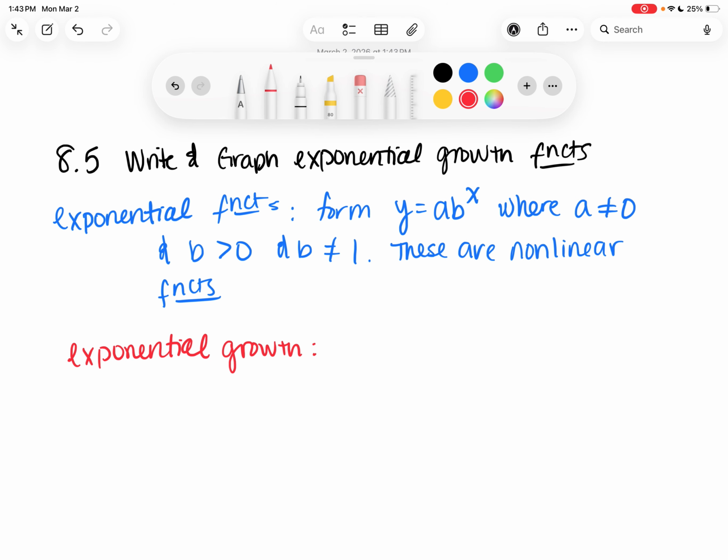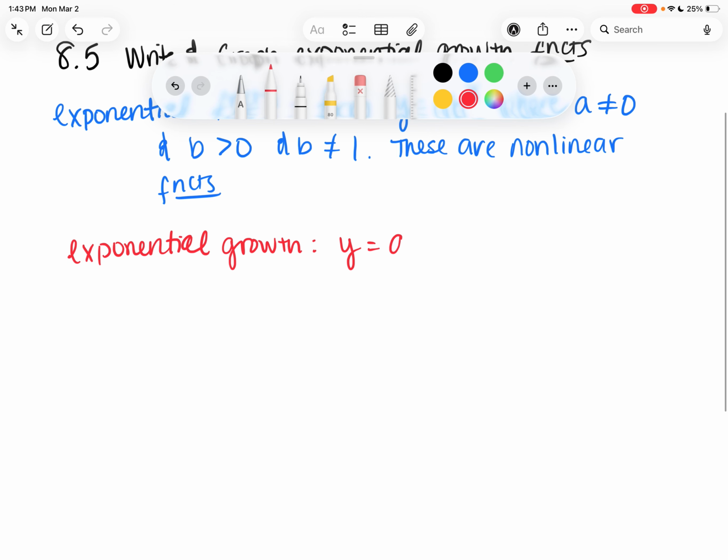Exponential growth. Y equals ab to the x when a is greater than 0 and b is greater than 1.